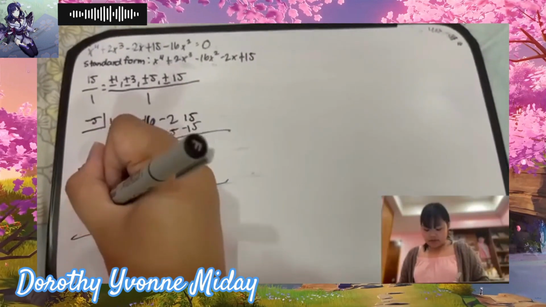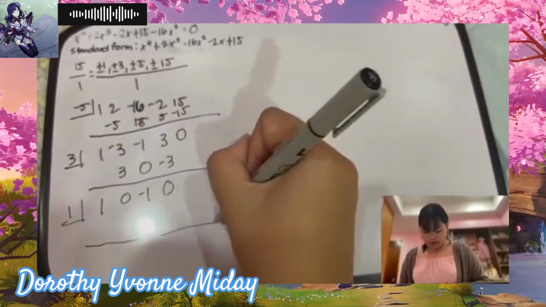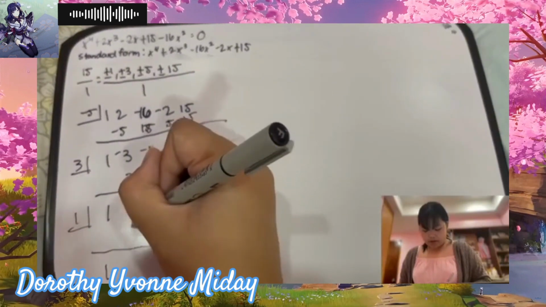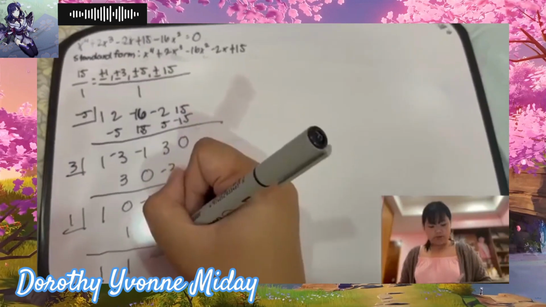And lastly, we're going to use positive 1. Again, bring down 1. 1 times 1 is equal to 1. 0 minus 1 is equal to negative 1. 1 times 1 again is equal to 1. Negative 1 minus 1 is equal to 0.